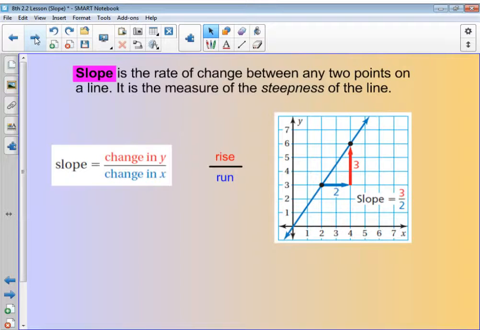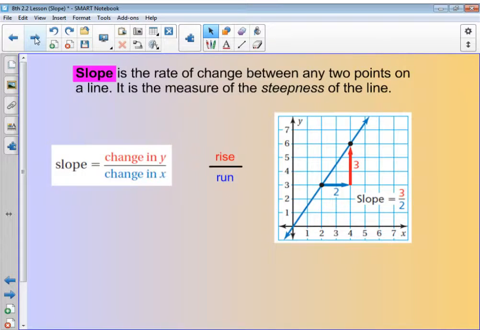Today we're going to be working with the slope of a line. The slope is a rate of change between any 2 points on a given line. It is the measure of the steepness of a line. So slope is often used in construction, like a roof of a house would have a slope. They also do that with the slope of cement, because you don't want it to slope too much. You also don't want it to slope too little because you want water to run away from certain areas.